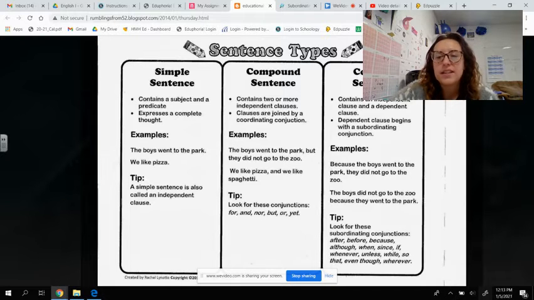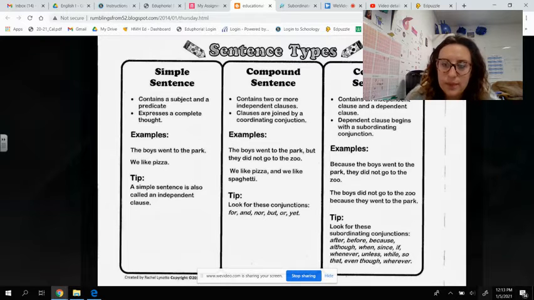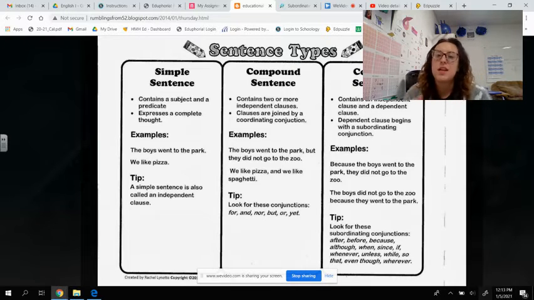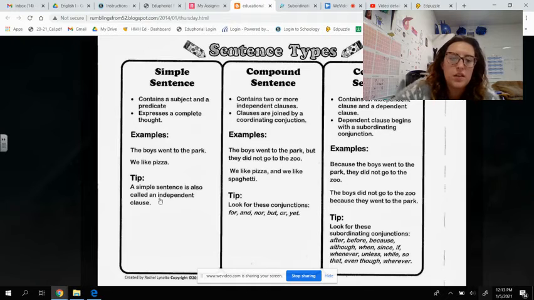Okay, complex sentences. This is where it gets a little, so simple sentence, 1 sentence. Compound, 2. Complex, 2 or more, but usually just 2. Complex contains an independent clause and a dependent clause. Remember, an independent clause is a simple sentence, a complete sentence on its own. Okay? A dependent clause is a sentence that can't stand by itself because it depends on the rest of the sentence to make sense. Cannot be a complete sentence without more. Dependent clause begins with a subordinating conjunction. Those are the types of words we're looking for.